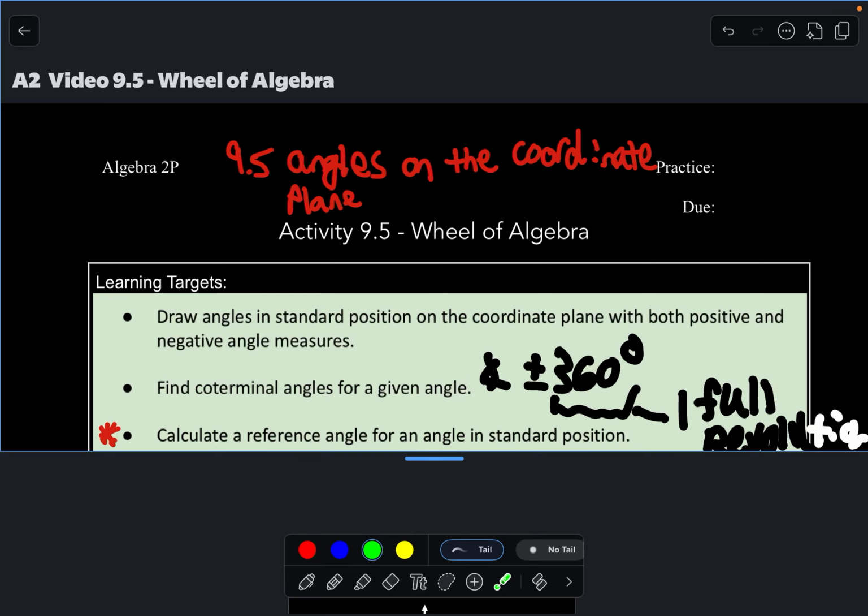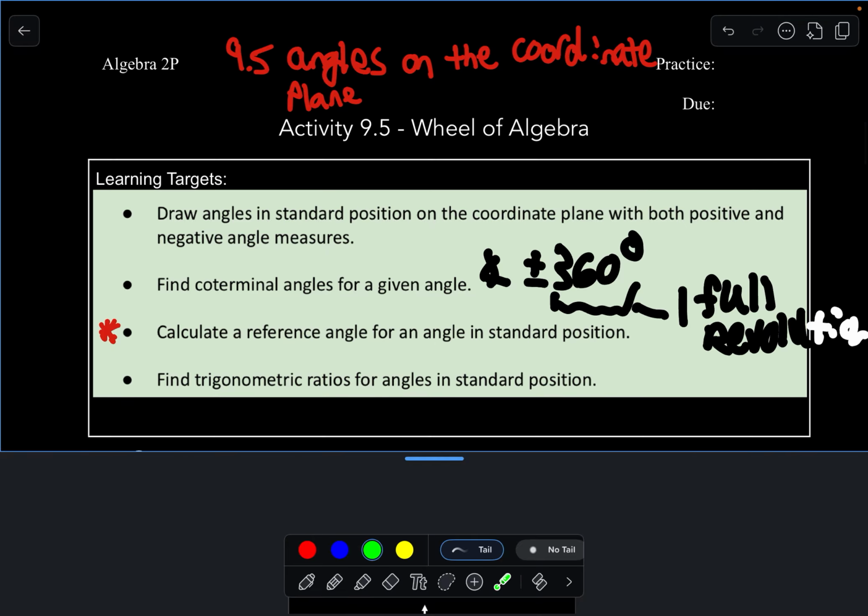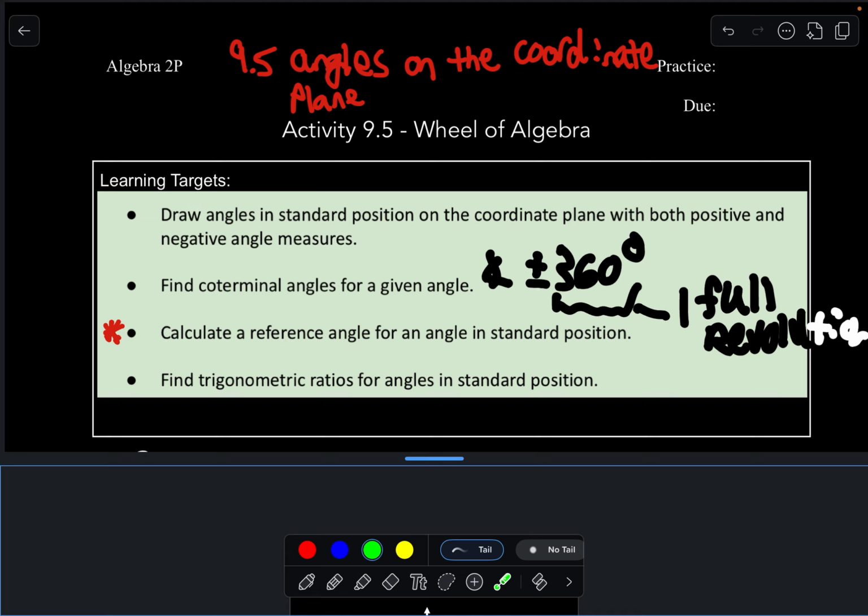All right, class. This is Mr. Eggleston, and this is lesson 9.5 for Algebra 2, angles on the coordinate plane. This is like the third attempt I've had of recording this because I've been screwing up or getting interrupted. So here we go. We're going to learn how to draw angles in standard position and what that means, okay?